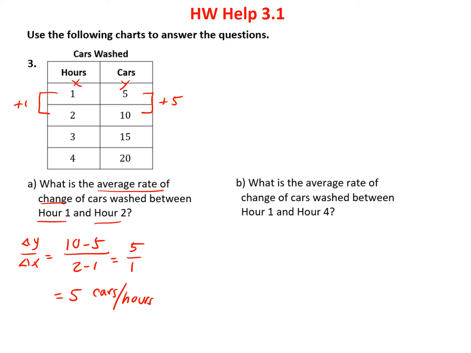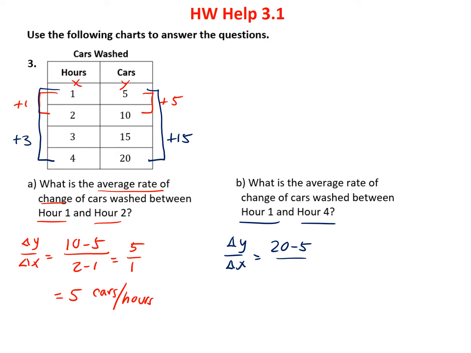On the second one, let's look at hour 1 and 4. Now here, I'm going from 1 to 4. You notice that goes up +3, whereas here from 1 to 4 goes up +15. So again, my change in cars compared to my change in hours. My change in cars, 20 minus 5, and my change in hours, 4 minus 1, so I get 15 over 3, which is 5 cars per hour.